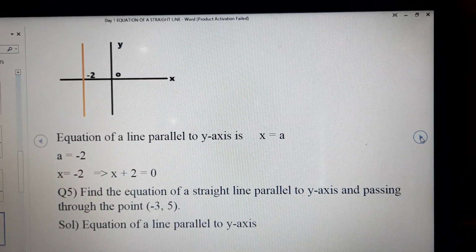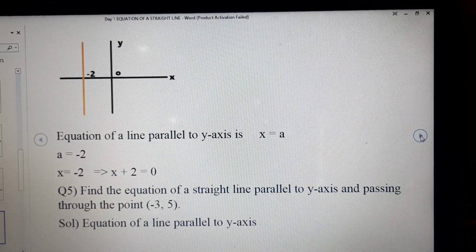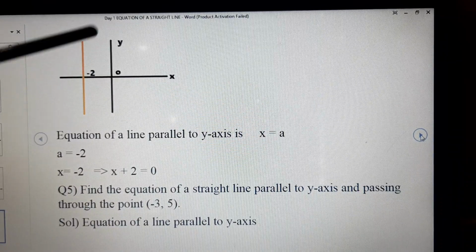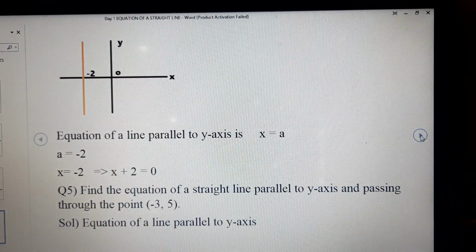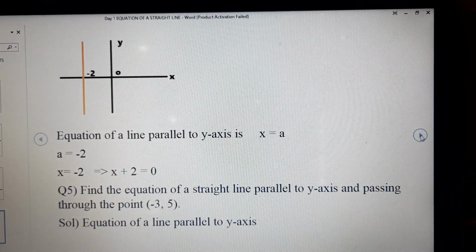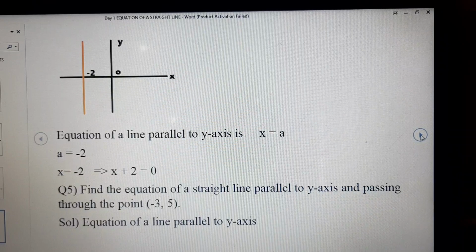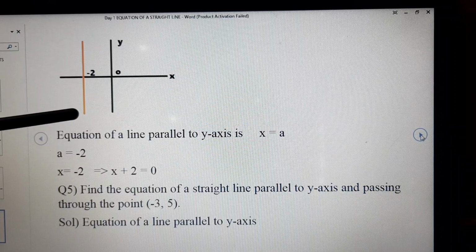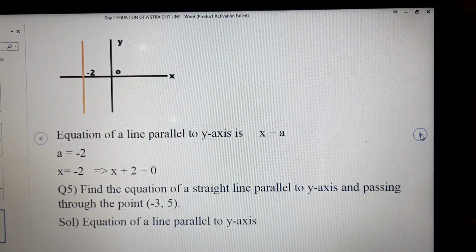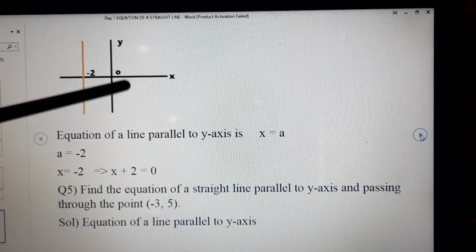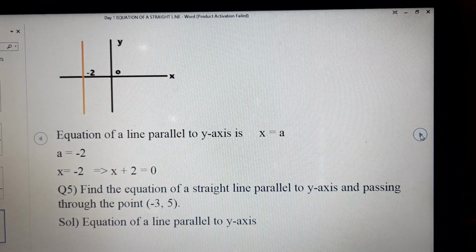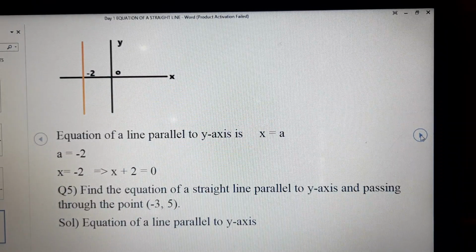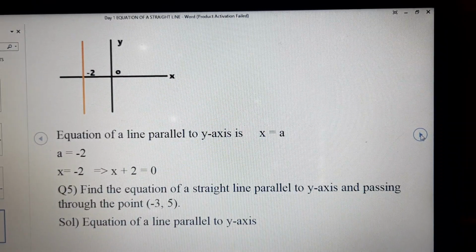The diagram will look like something like this. Okay, black lines are the x-axis and y-axis. Yellow line is representing the position of the line segment which we are talking about. This line segment is parallel to y-axis and it is left side, 2 units left side. The left side, it becomes minus 2.